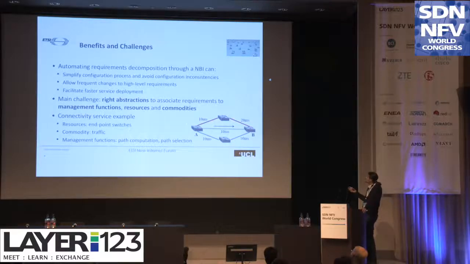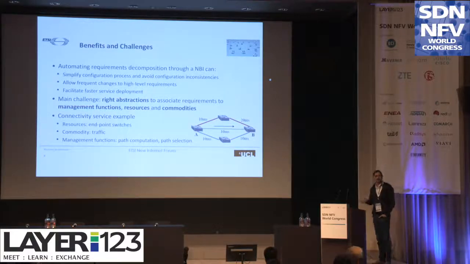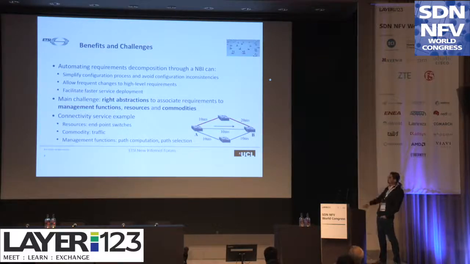So you first need to compute the paths from the source to the destination. In this case, there's 3 paths. And then you need to select the path that satisfies the high-level requirement, the delay constraint. So the delay constraint being 20 milliseconds, for example, then you need to take the middle path.